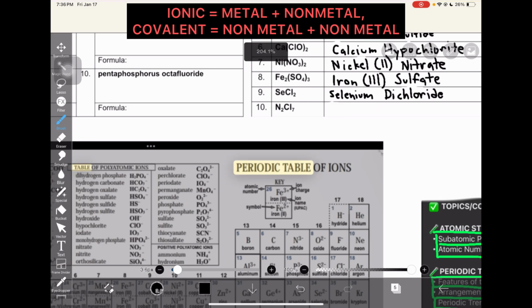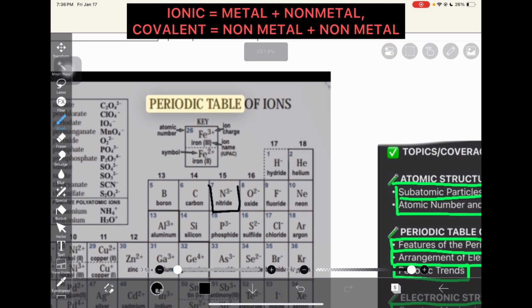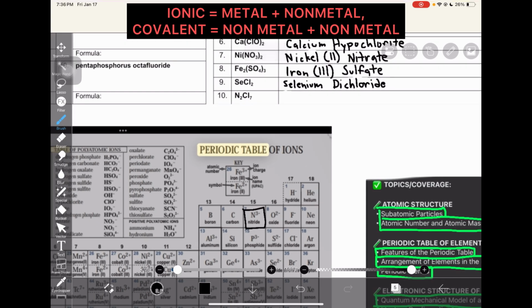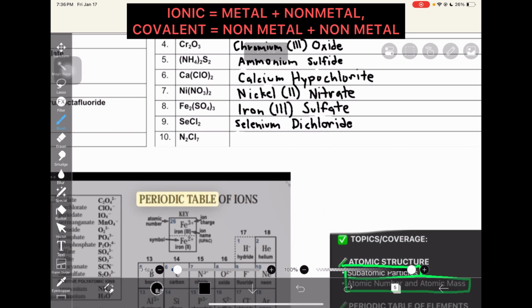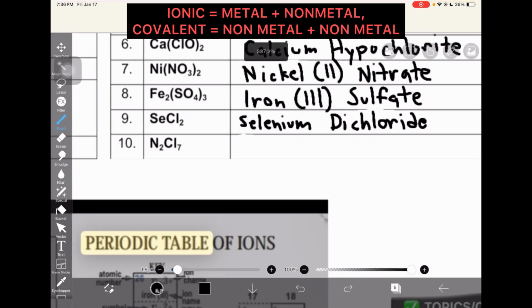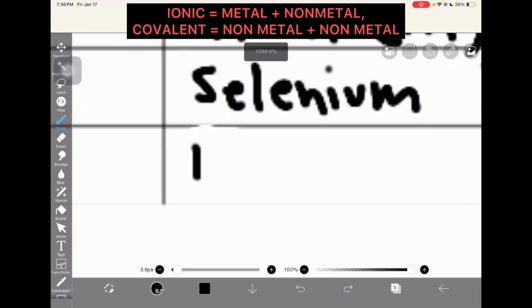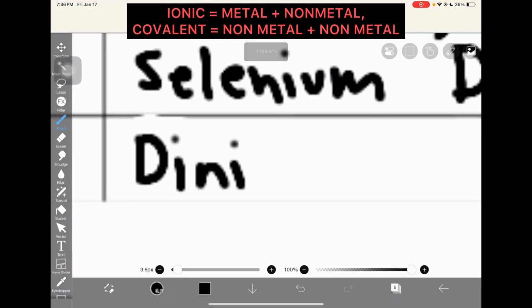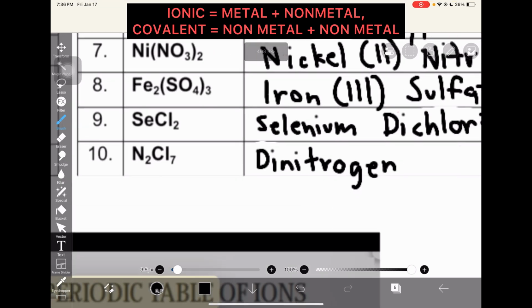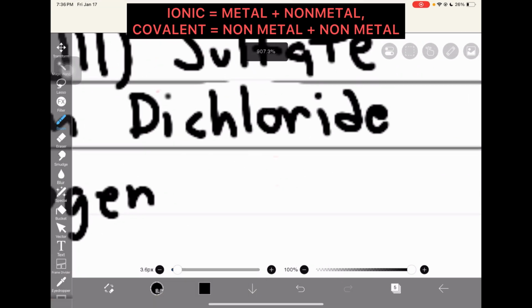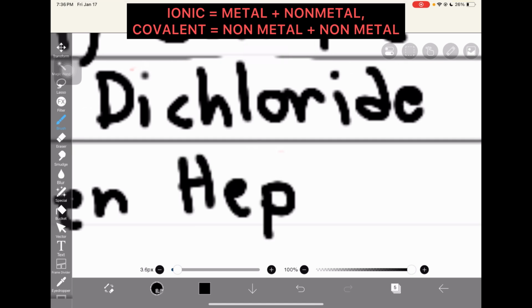Lastly, N for nitrogen, and Cl7, chloride. Once again, 2 nonmetals. That means we use the prefixes and they are covalent. So N2 is dinitrogen, and Cl7 is heptachloride.